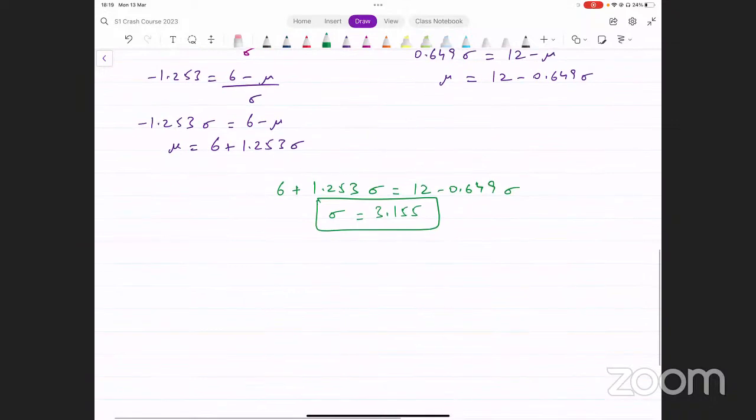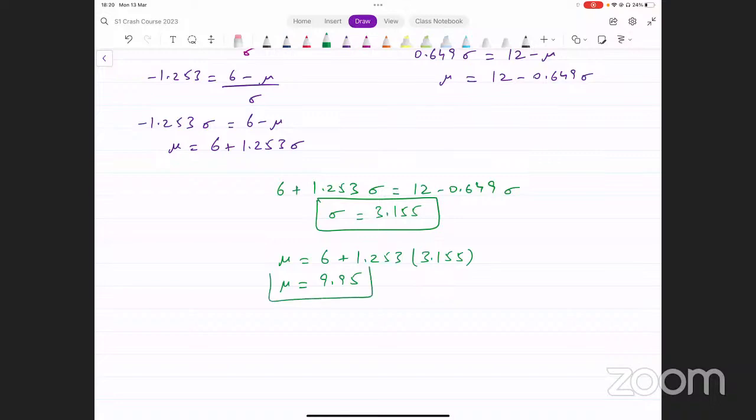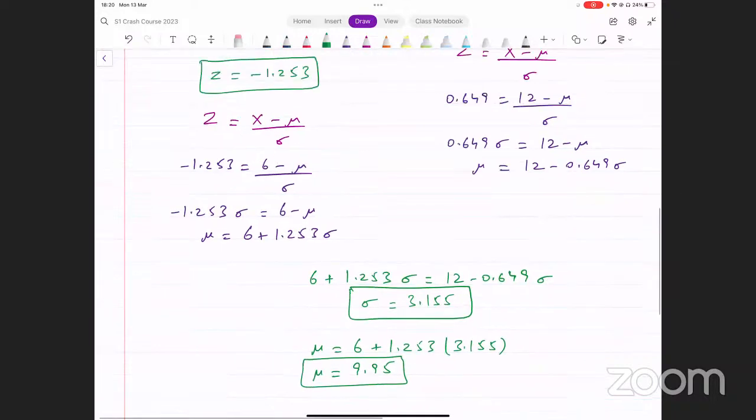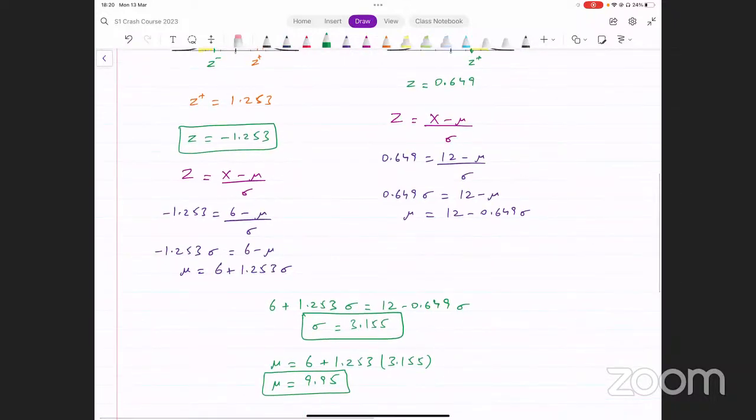Put this back in any one of those two equations, and that will give you the corresponding value for mu. So that's 6 plus 1.253 into 3.155, and that will give you the corresponding value for mu. Let's see what that turns out to be. This is 9.95. That's the mean of this distribution. These were two things that we were looking for here, and we've written them down here. Okay, mu and sigma, we found those two values.